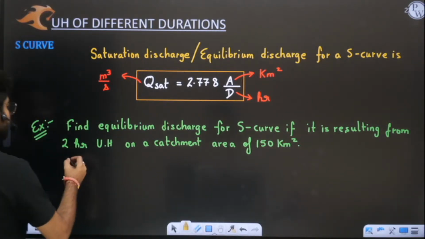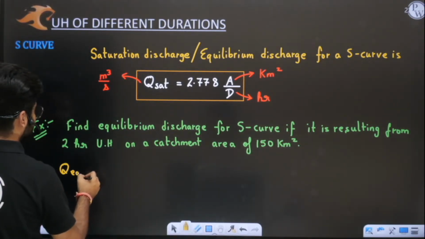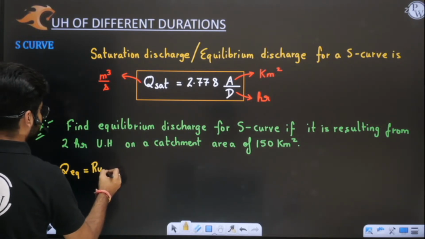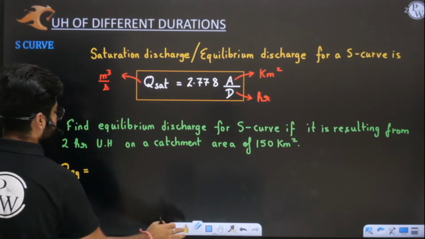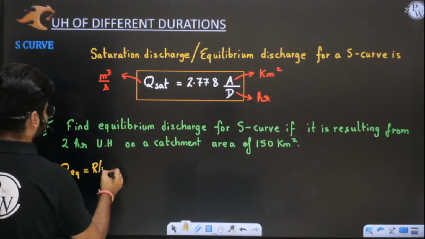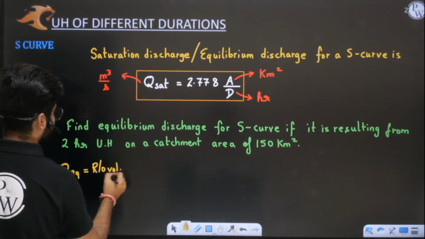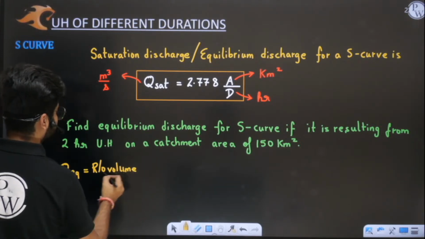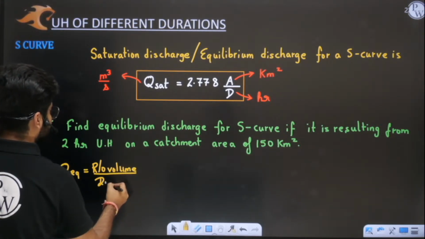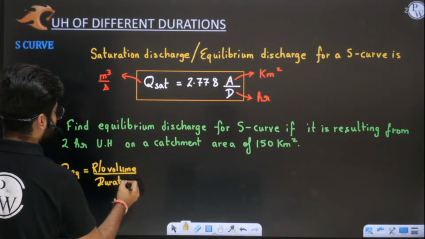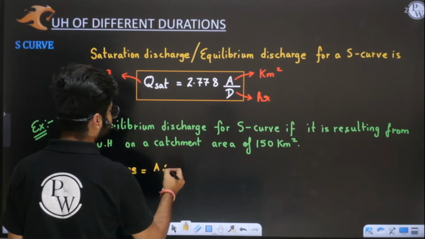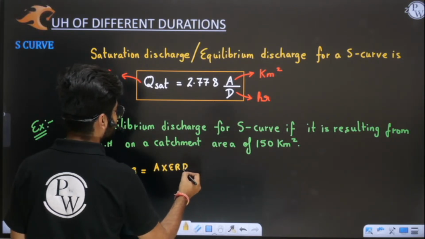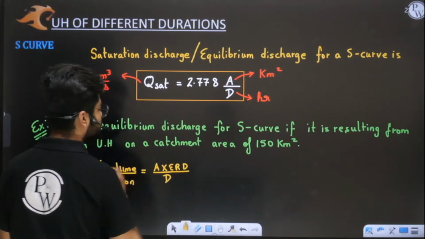How? You all know that equilibrium discharge is runoff volume upon time, the duration of rainfall basically. You can use the basics. Discharge is volume upon duration. Now volume is our area into effective rainfall depth. Runoff volume is area into effective rainfall depth. So I can use this.